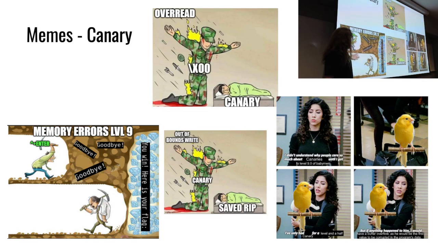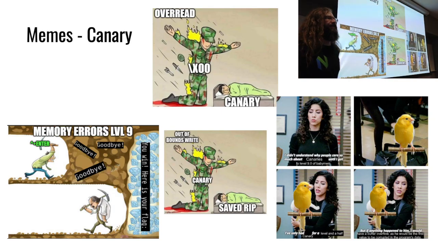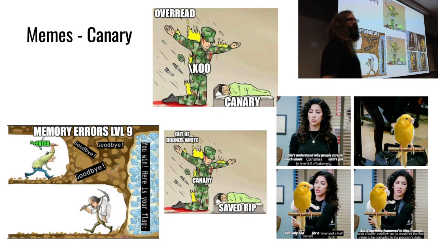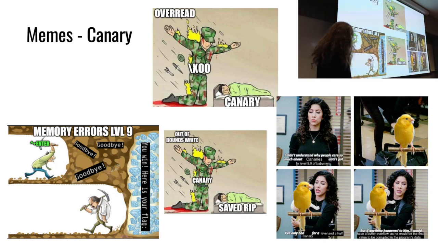Oh, this one here for memory errors level 9 is not about canaries. Does anyone know what it is about? Let's go right here. The randomized nibble. Okay. Yeah. The randomized nibble.